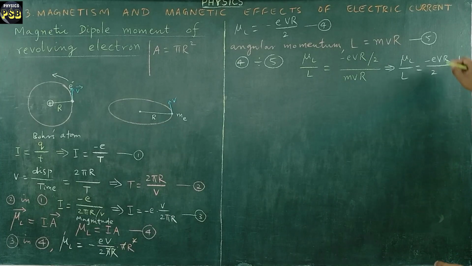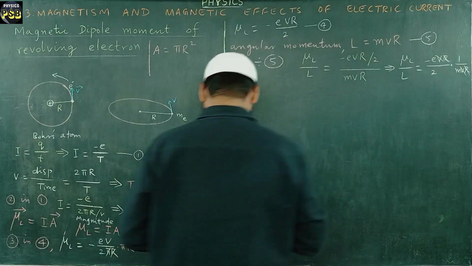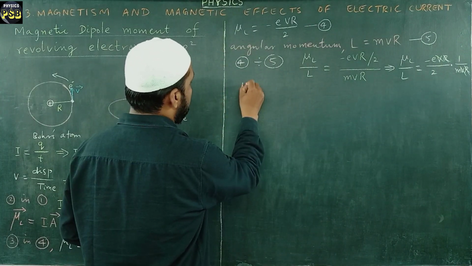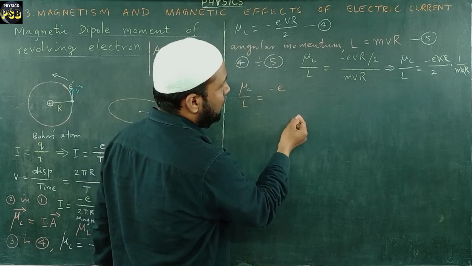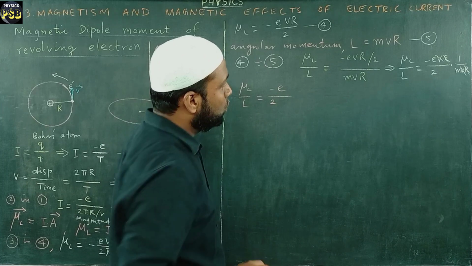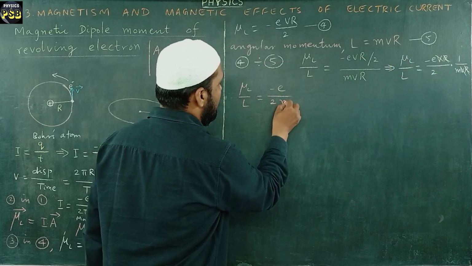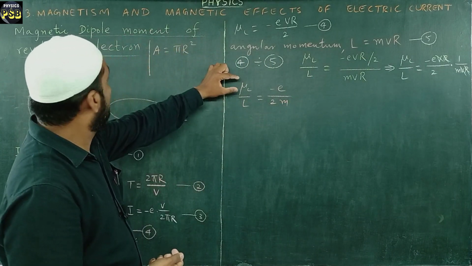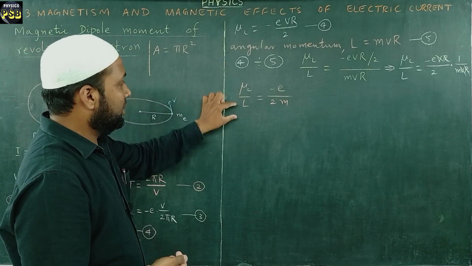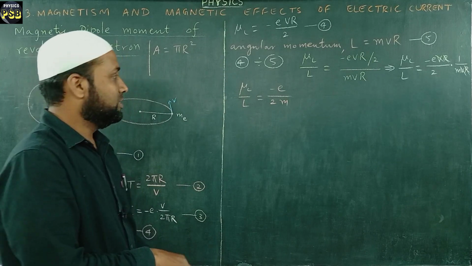Now similar terms get cancelled. v and v get cancelled. Similarly r and r also get cancelled. What I obtain here is nothing but this. Mu L upon L is equal to minus e upon 2m. This is the ratio of the magnetic dipole moment and the angular momentum of the electron.